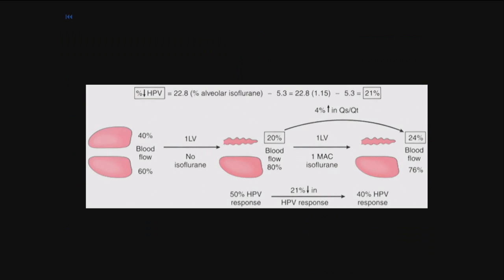Karen Domino looked at this and analyzed it in the lab, and she found that 1 MAC of isoflurane will increase the shunt by 4%, from 20 to 24%. So 1 MAC of isoflurane increased the shunt by 4%.